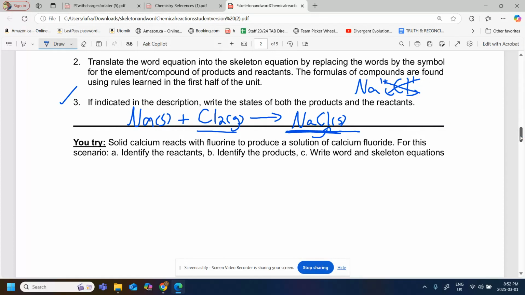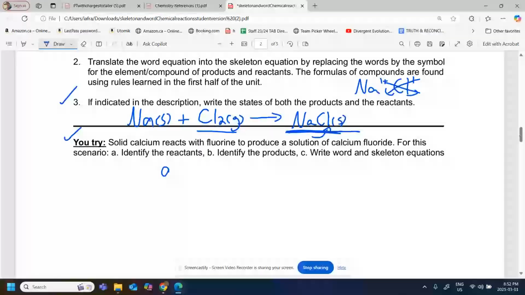So I want you to pause the video, and I want you to try this one yourself right over here, and then you'll take it up by unpausing the video. So hopefully at this point you've tried it yourself and you've unpaused the video. So we have solid calcium reacts with fluorine to produce a solution of calcium fluoride. For this scenario, identify the reactants, identify the products, and write word and skeleton equations.